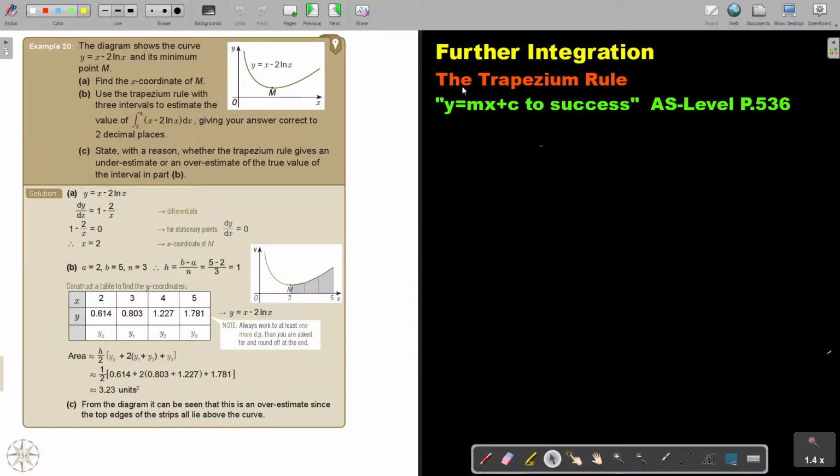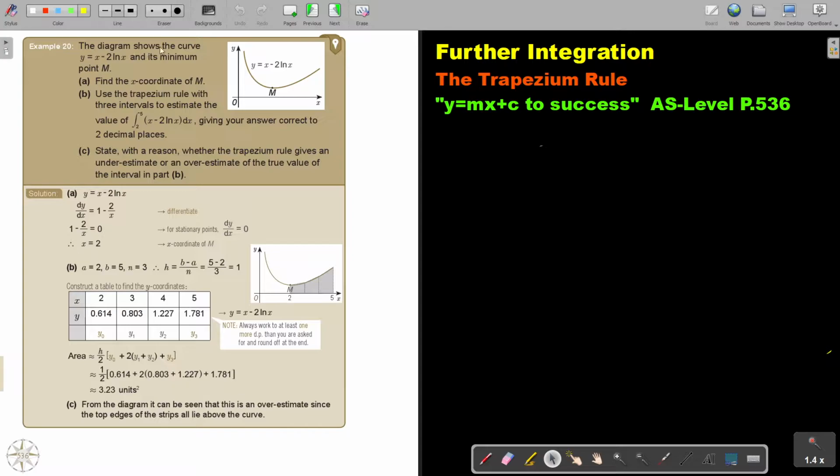Video, we are going to continue with the trapezium rule. You will find this on page 536 in the Namibian AS-Level Mathematics textbook, y equals mx plus c to success. Let's look at an example.